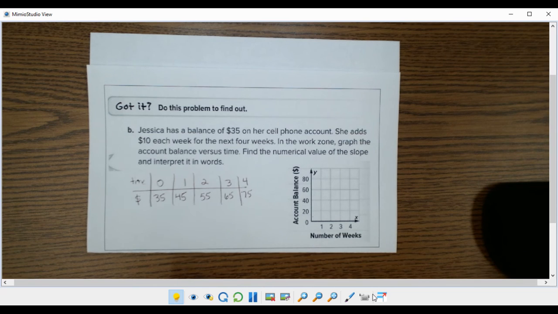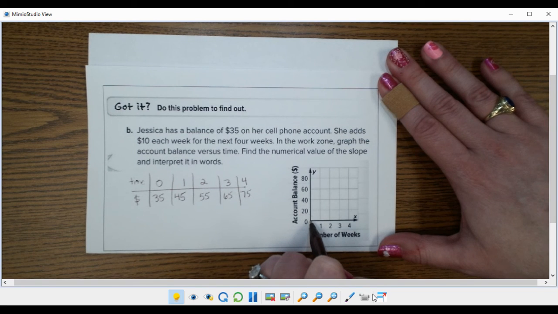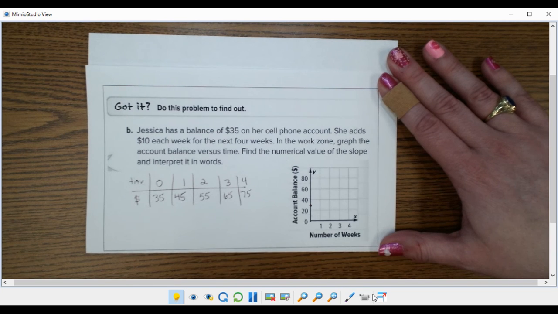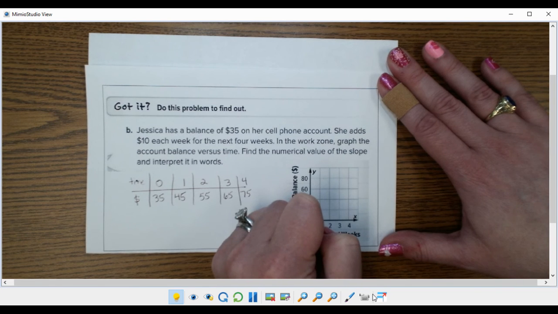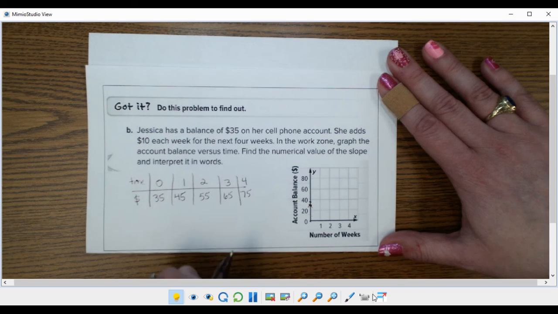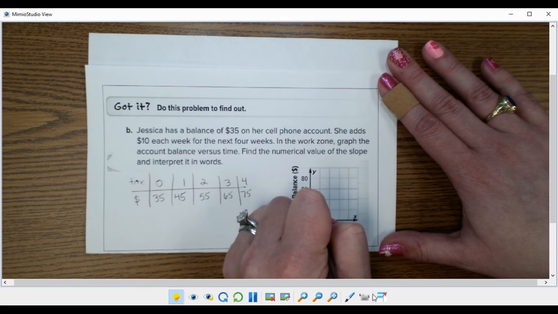All right, let's graph this. Now, this is going to look different than our last graph did, because if I go over 0 and up 35, that's where my graph starts. It won't go through the origin. It won't go through 0, 0. All right, so we go over 1 up to 45. Oh, wait a minute. Not there. There. This gets even crazier. So halfway between would be 30, and then halfway between that and the next line would be 35. So it's really this one that I want.